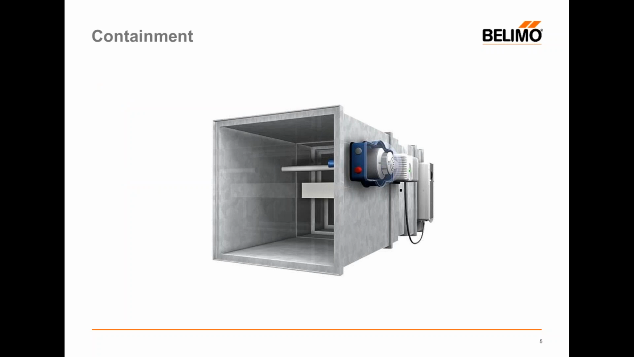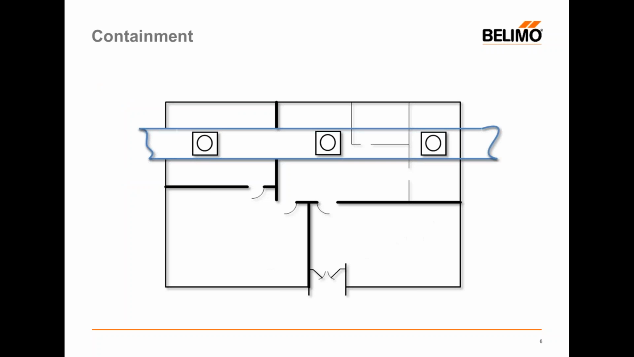So the first and most common type of smoke control system I referenced is containment. And here we see a very basic example of a containment style fire smoke damper actuator assembly with a duct detector and a motor for the damper itself.